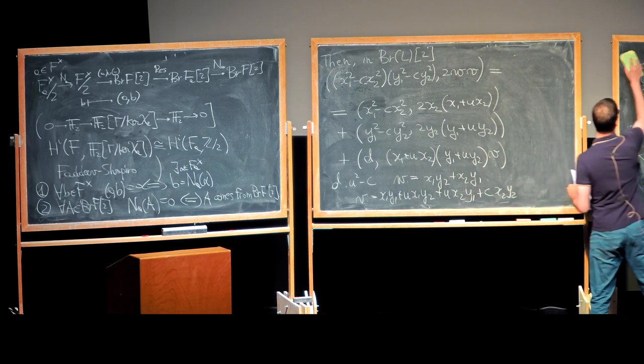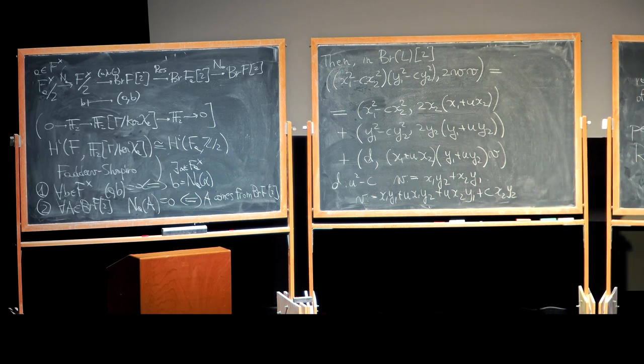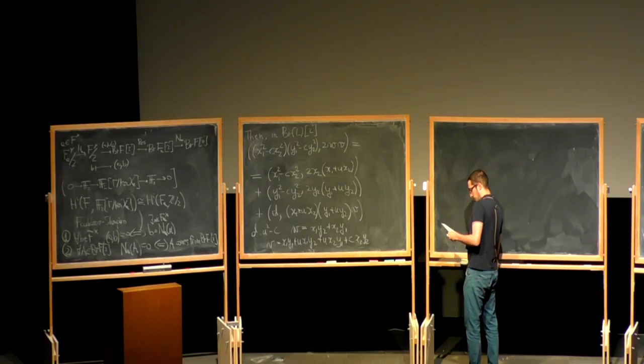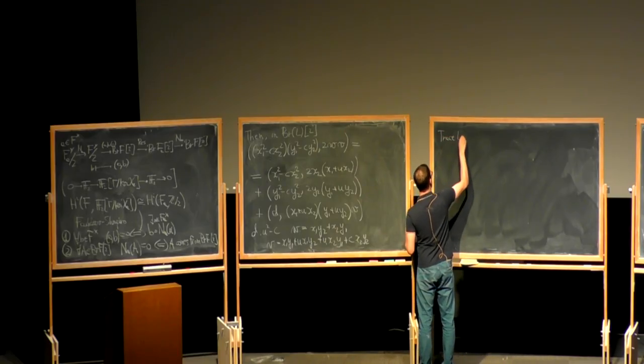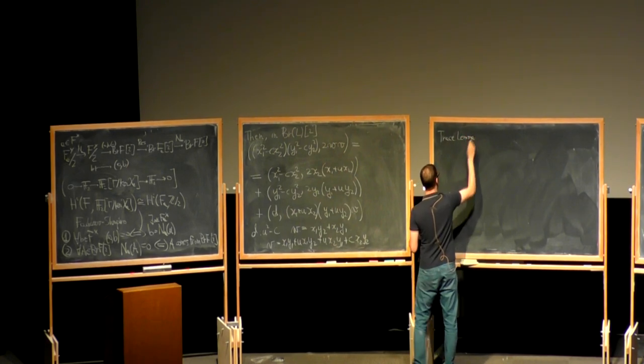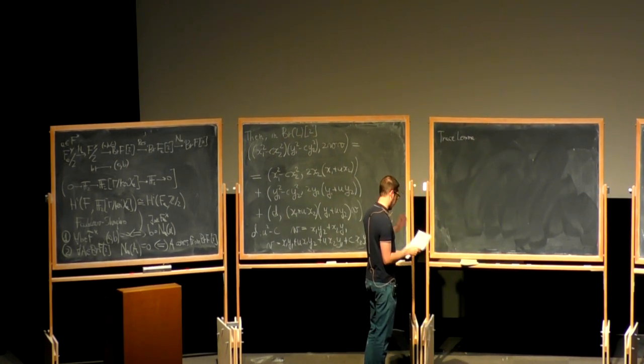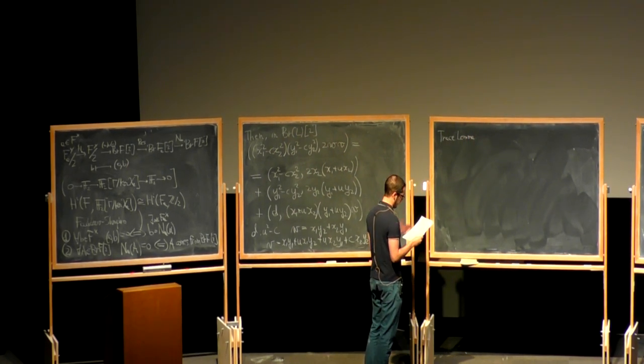Okay, now using this, I want to prove the second key lemma here. The first one is the symmetric identity, and the second one is the trace lemma, which is an elementary statement about the Brauer group of a biquadratic extension.